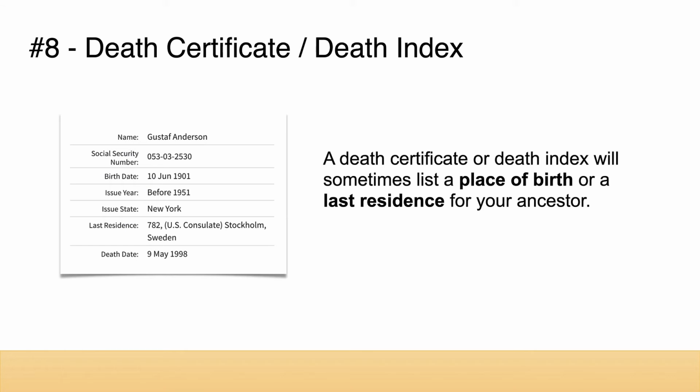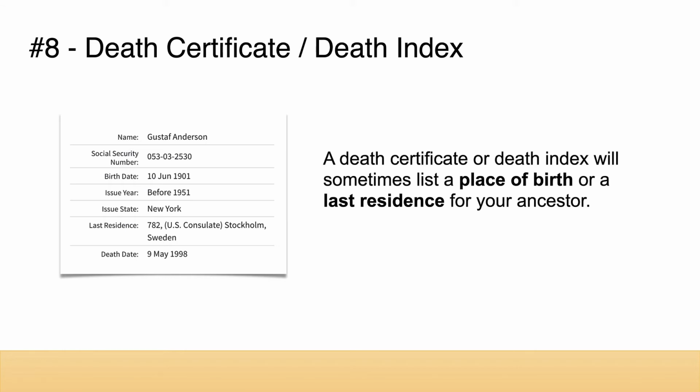Next up, death certificates and death indexes. In fact, death records in general is another really good source of information because it naturally mentions when the person was born, because the death certificate needs to compute the age at death. And if you're lucky, it will not only say when the person was born, but also where the person was born. And if you're really, really lucky, you'll get a more detailed location. I've seen that many times.